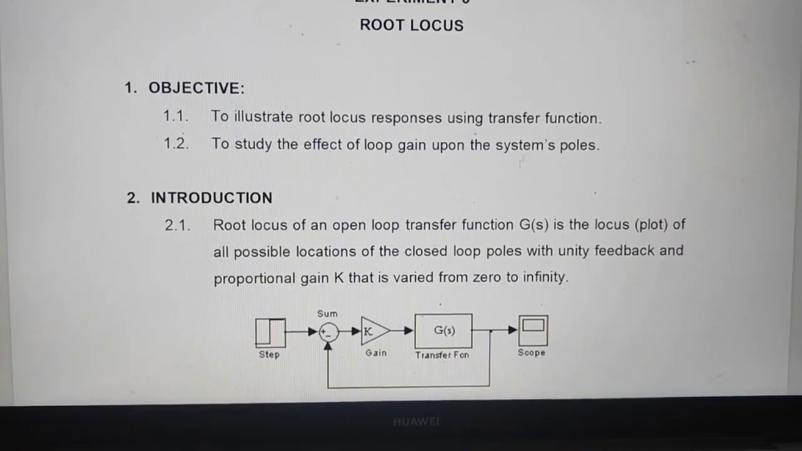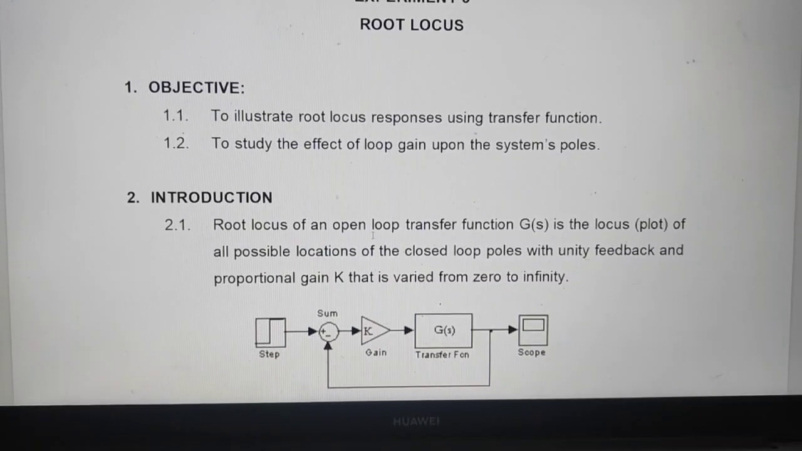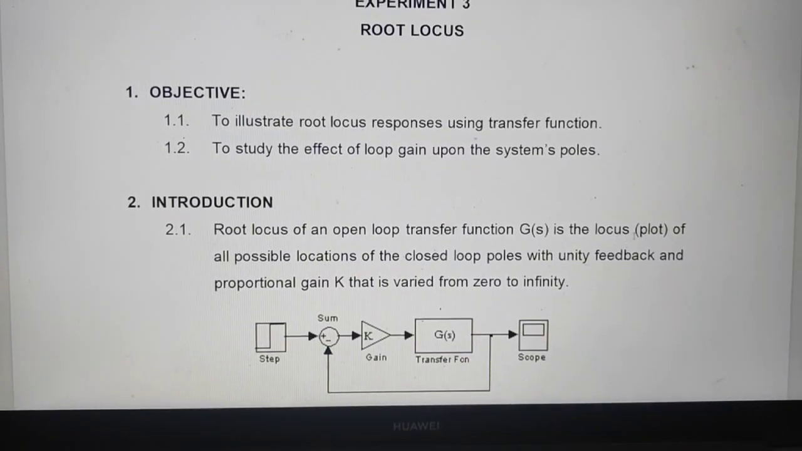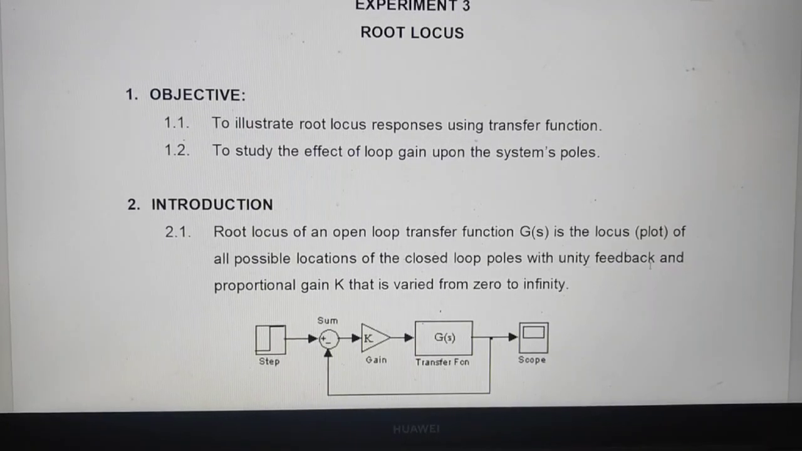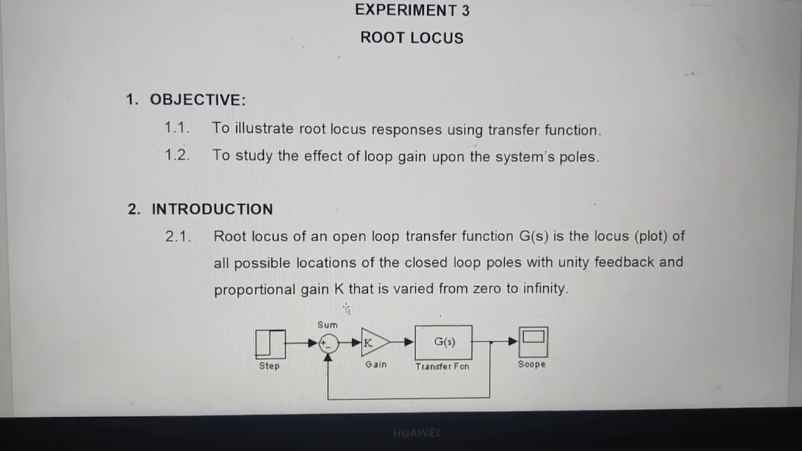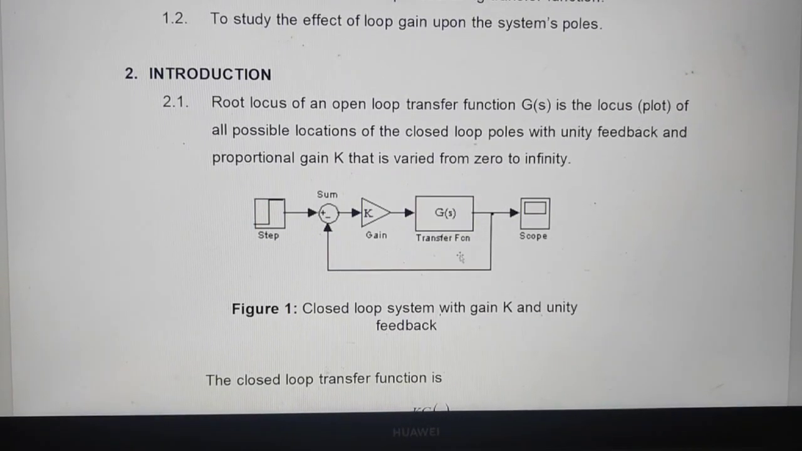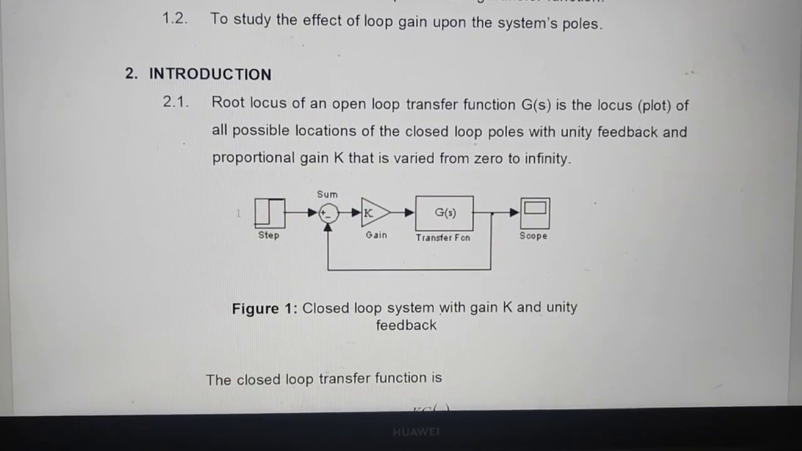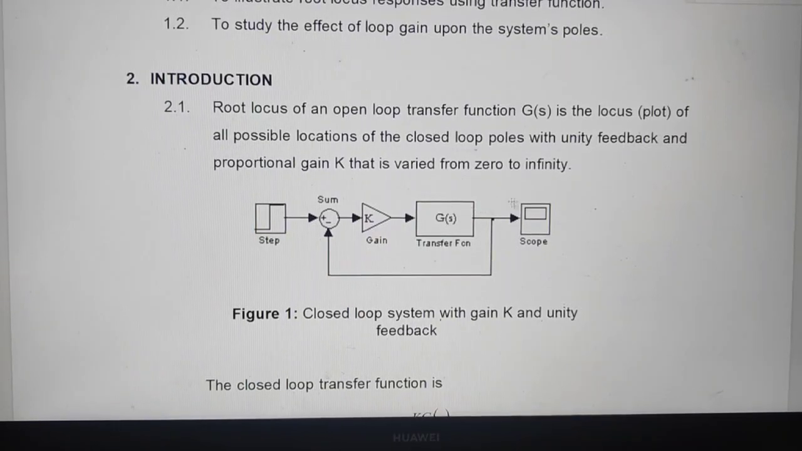For Lab 3, Root Locus, we know that the root locus, for an open loop transfer function G(s), is the locus plot of all possible locations of the closed loop poles with unity feedback and proportional gain k that is varied from 0 to infinity. So this is the diagram of the closed loop system with k gain and unity feedback. The first block is step, the second is sum, the third is gain k, then the transfer function G(s), and finally scope.